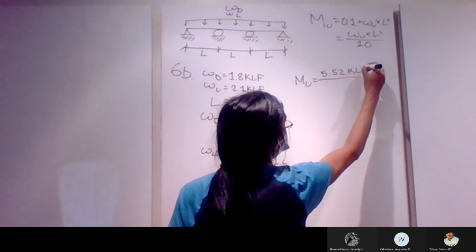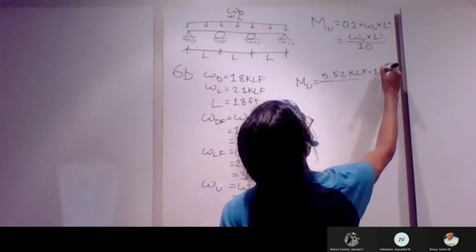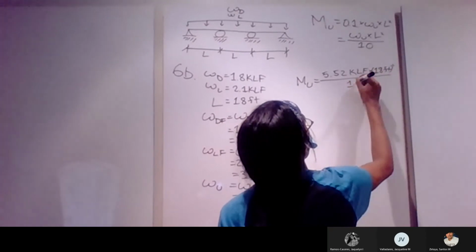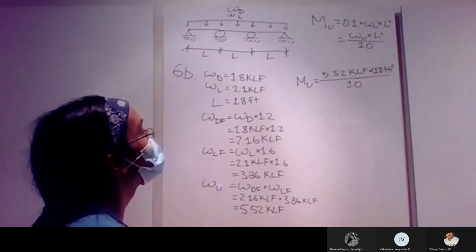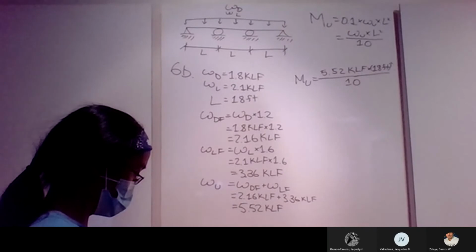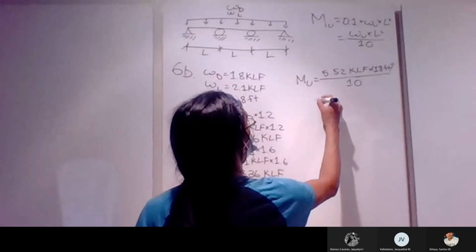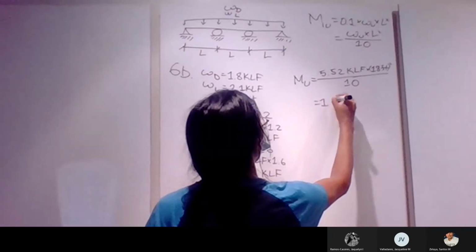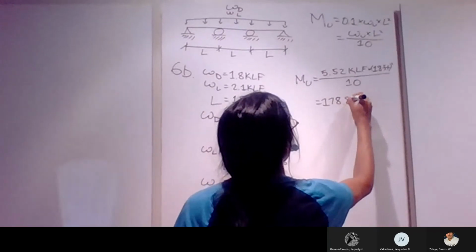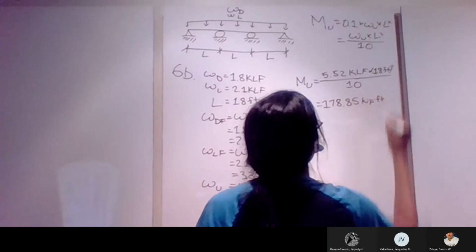5.52 kips per linear foot times 18 feet squared over 10. And that is, you would end up with 178.85 kip feet.